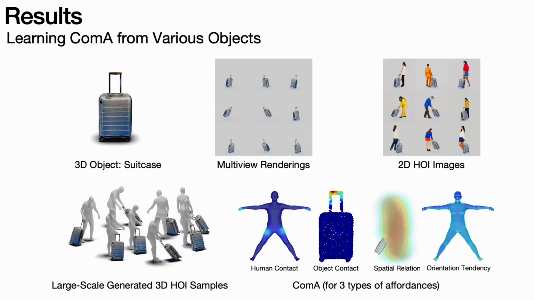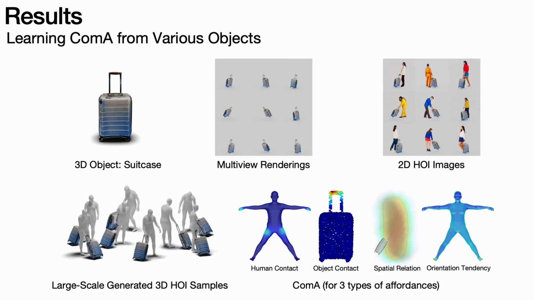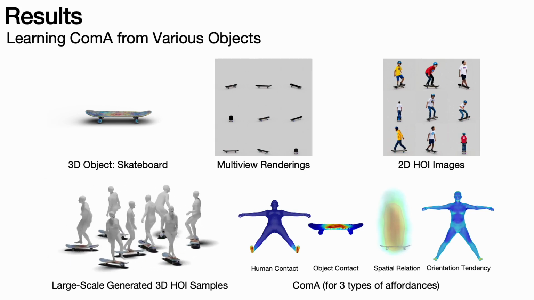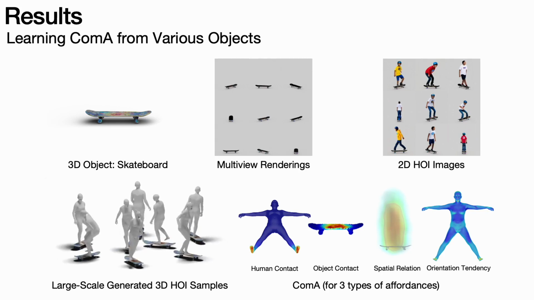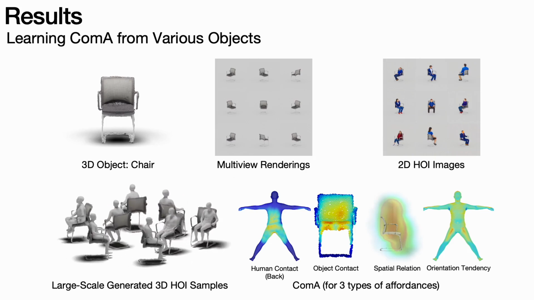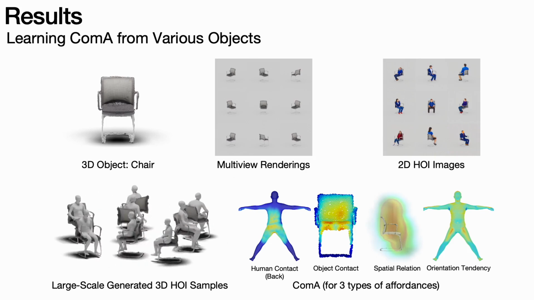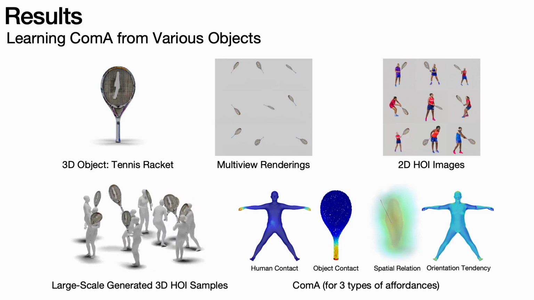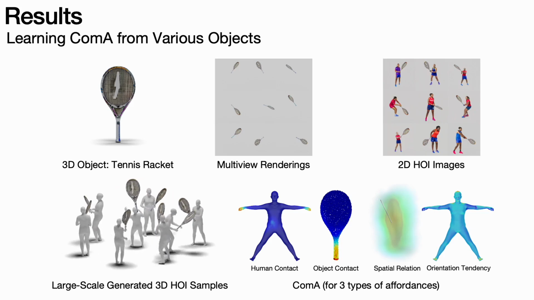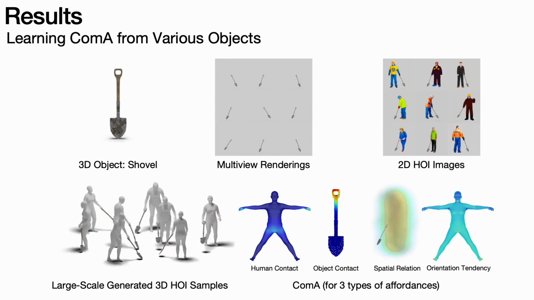These are the results of our pipeline for each object. COMA is visualized for the 3 types of affordances. The 2D human-object interaction images, generated via adaptive mask inpainting, show consistent appearance after inpainting. The 3D human-object interaction samples, generated via depth optimization, express a plausible interaction with a given 3D object. COMA captures not only contact, but also position and orientation, during human-object interactions. Through visualized affordances, we can observe patterns of how humans use the given 3D object.